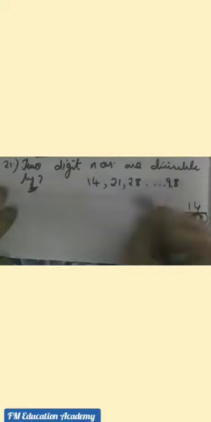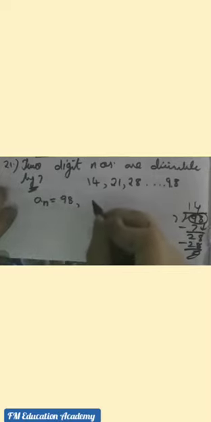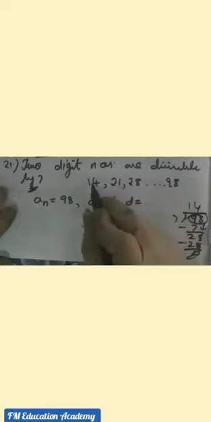So the last term, how do we indicate the last term? We indicate the last term by An. So here the nth term is given as 98. The first term A is given as 14. Common difference D is A2 minus A1, that is 21 minus 14. 21 minus 14 is 7. So we have common difference D as 7.